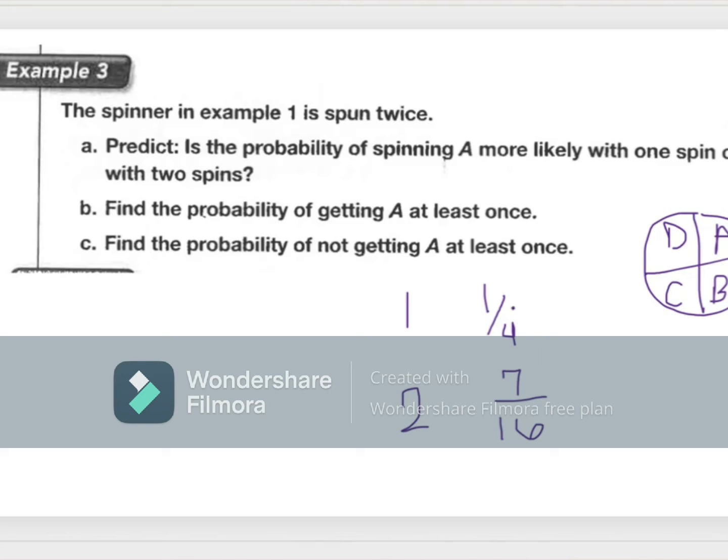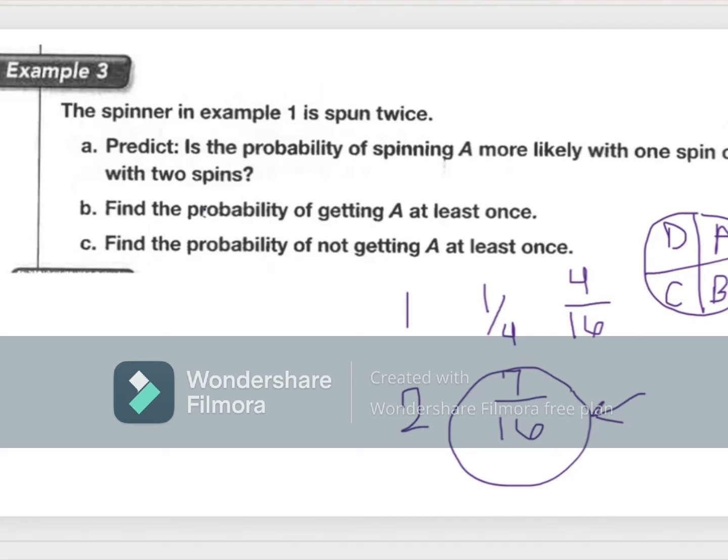So now, which is more, 1/4 or 7/16? 1/4 is the same as 4/16 when I multiply the numerator and the denominator by 4. And 4/16 is less than 7/16. So the more I throw a coin, or in this case, spin a spinner, the more likely I'm going to get what I want. Okay, so as we expected, you're going to be more likely to get an A if you spin 2 spins. Find the probability of getting A at least once.